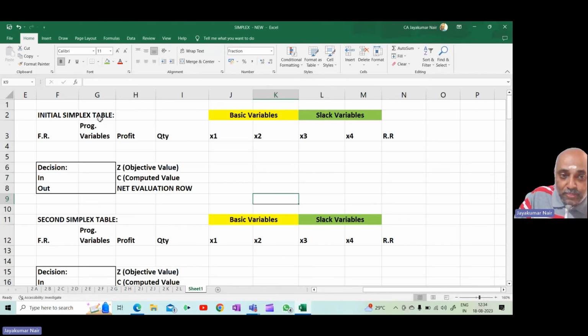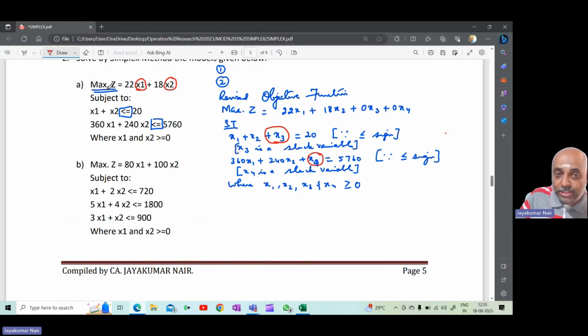So under initial simplex table, program variables, I will take it as x3 and x4. And then you have to see what is a profit. If it is a maximization problem, here you will have profit. If it is a minimization problem, then you will have to write cost. Now, in this case, it is a maximization problem. So I've written profit, and you will take from the revised objective function the coefficient, because this is the profit. So if you produce x3, profit earned is 0.